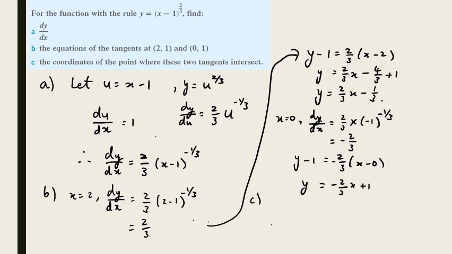Then C, find the coordinate when these two tangents intersect. Well, you can put in the calculator from here on as a set of simultaneous equations. So we have y equals 2/3 of x minus 1/3. y equals negative 2/3 of x plus 1. Put in the simultaneous equation, you'll get x equals 1/3, and then y equals 1.